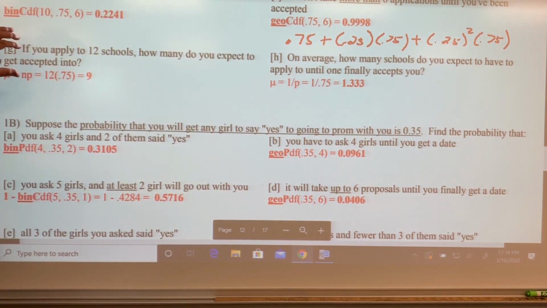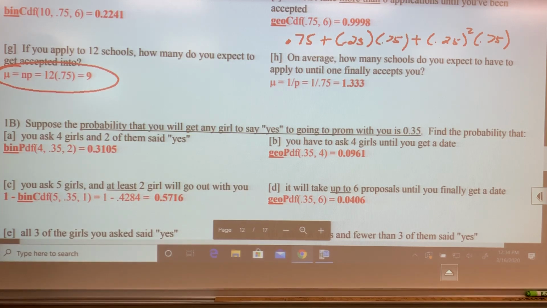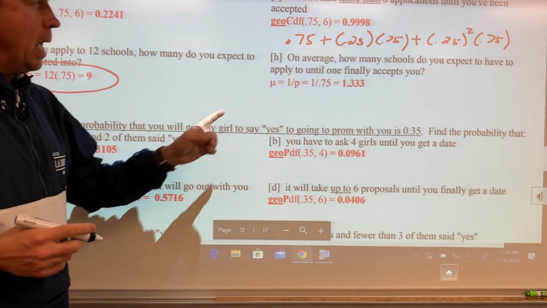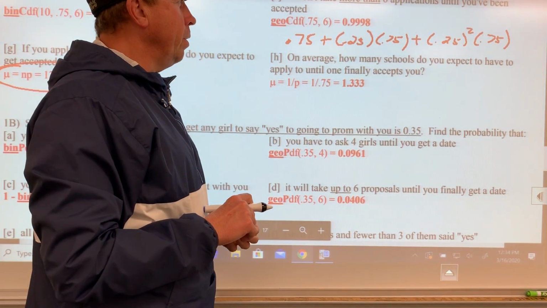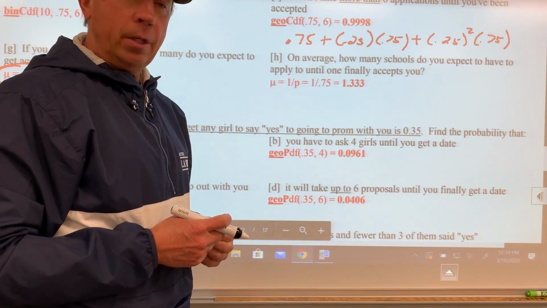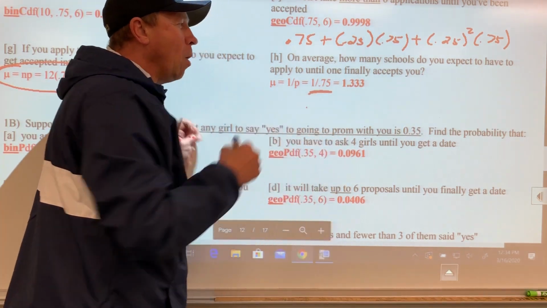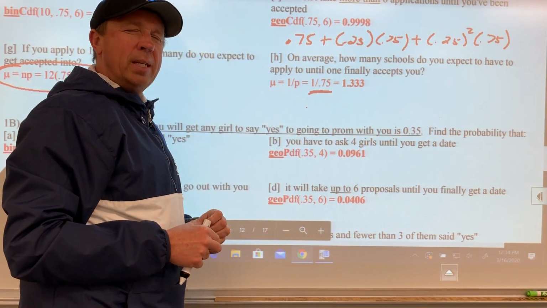If you apply to 12 schools, how many do you think you got accepted into? This is just simply the mean of a binomial, okay? And then H, on average, how many schools do you expect to have to apply until one finally accepts you? Again, that's 1 divided by the probability. About 1.3 schools on average until one takes me. Okay?